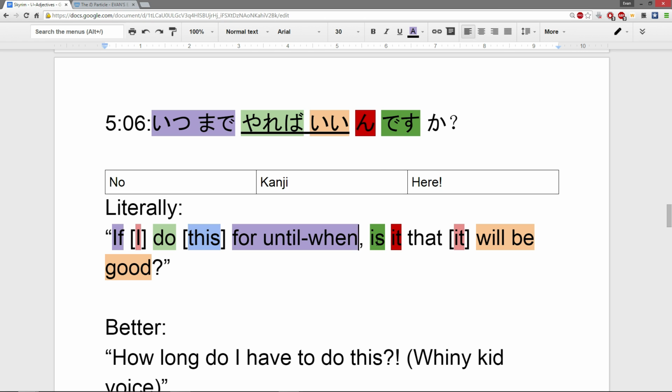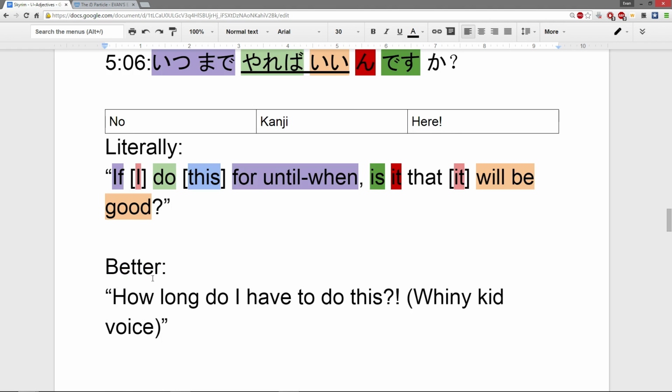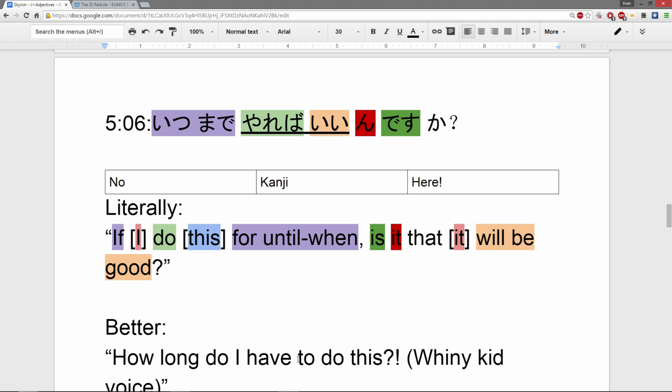It'll be good. Is it that? Is it that it'll be good? Is it that it'll be nice? Is it that it'll be okay? Oops, I just screwed that up again. Very tricky to figure out, but basically saying, how long do I have to do this? And then this desu ka is like, how long is it that I have to do this? So this kind of translates literally to "until when," but it's more accurate as "how long."